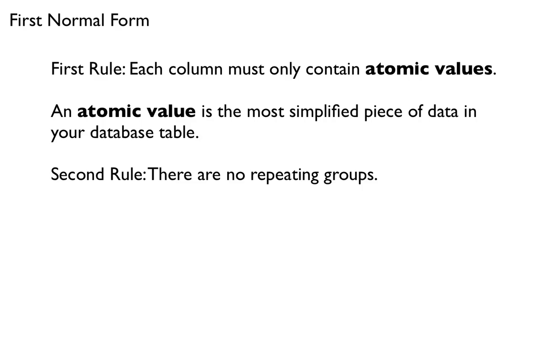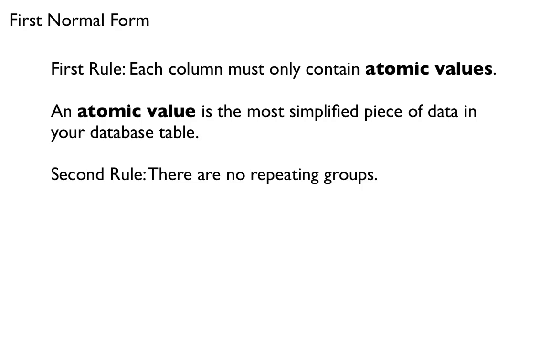To be in first normal form, we need to follow 2 rules. The first rule is that each column must contain only atomic values. So what is an atomic value? An atomic value might make you think of something you learned years ago in science class, but when we're talking about databases, an atomic value is the most simplified piece of data in your database table. So what does this mean?